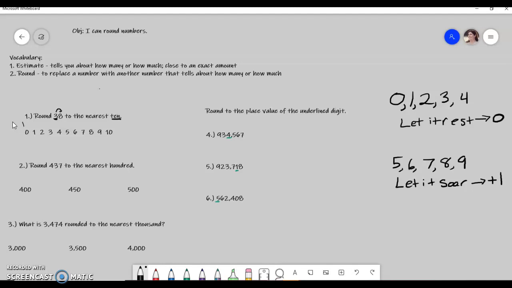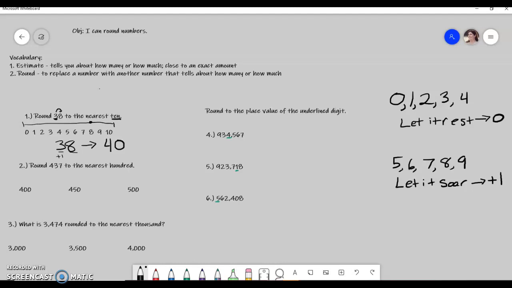Now if you look, I drew a little baby number line right here. I've got it 0 all the way to 10. And if you notice, here's my 1, 2, 3, 4, 5, 6, 7, 8, 9, and 10. 8 is going to be about right here. So that means that it's going to have to go up because it's part of that let it soar group. So that means that with the 38, the 8 is going to change the 3. So we're going to add 1 to the 3 because that's where we let it soar. So 3 is going to change to 4. And the 8 just turns into a 0 because we rounded to the nearest 10.